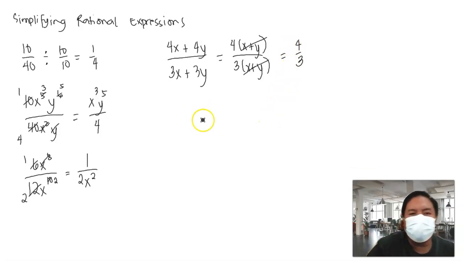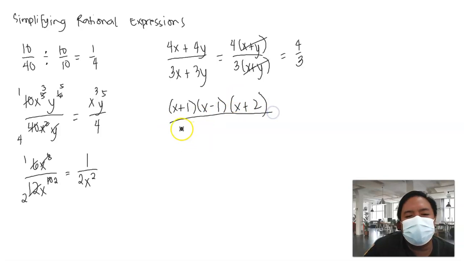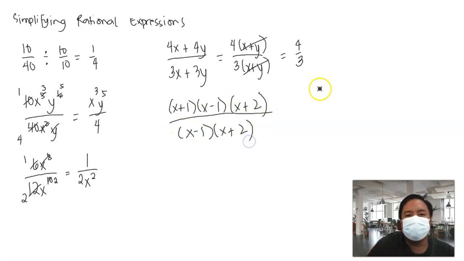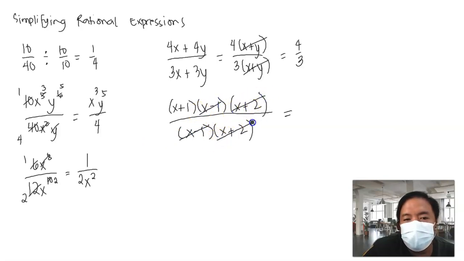Eh paano sir kung marami po? For example, meron ako x plus 1, x minus 1, x plus 2. Tapos sa denominator po natin, meron tayong x minus 1, x plus 2. Hanapin po ninyo sino yung mga kapareho niyan. Since it's already part by part, quantity by quantity naman po ang given sa atin. So, pwede mo cancel out yan, x minus 1, x plus 2, hanggang saang naiwan na lang sa atin, naiisa na lang, and that is x plus 1.